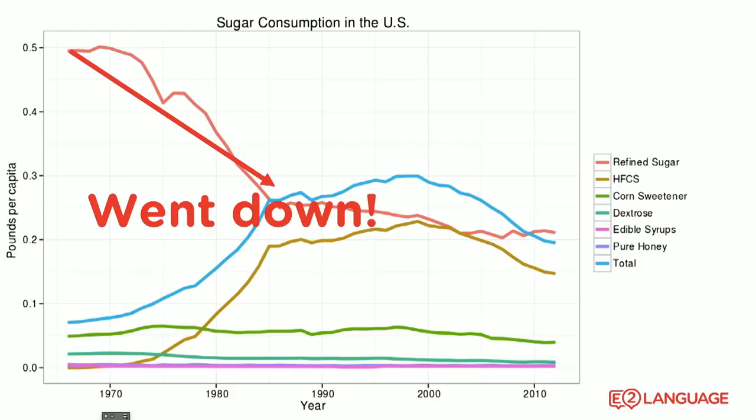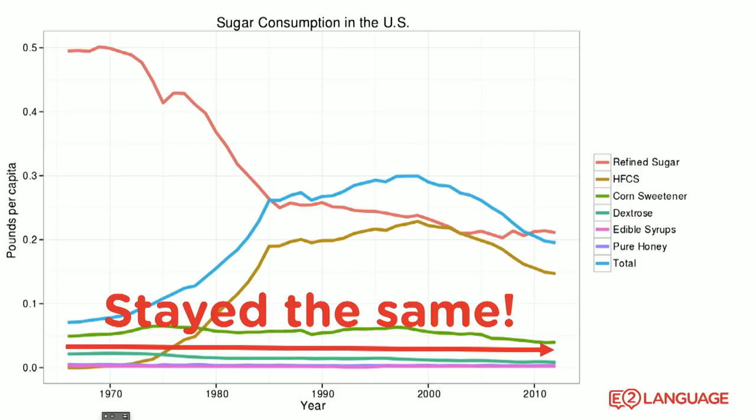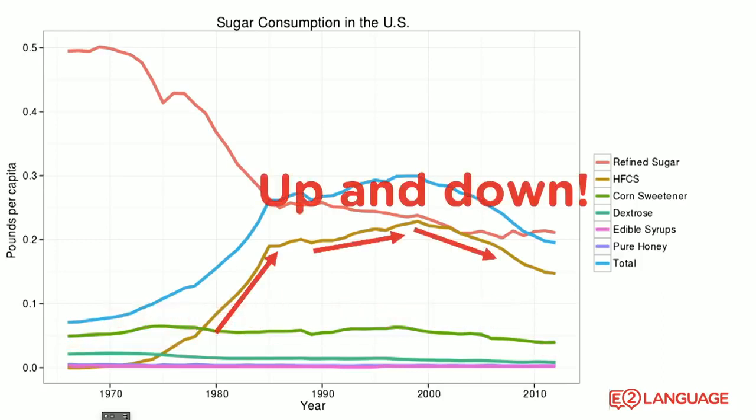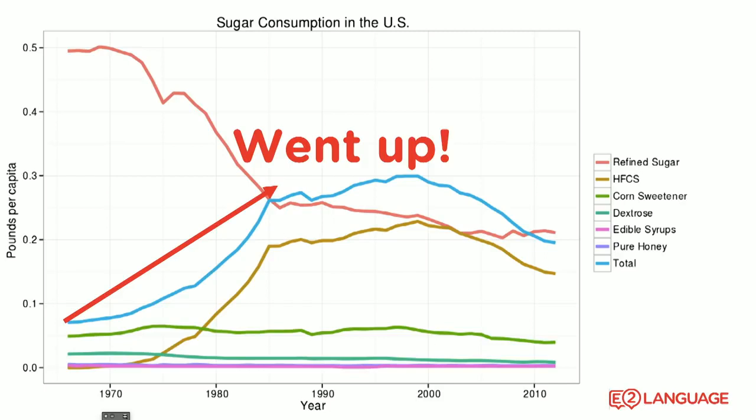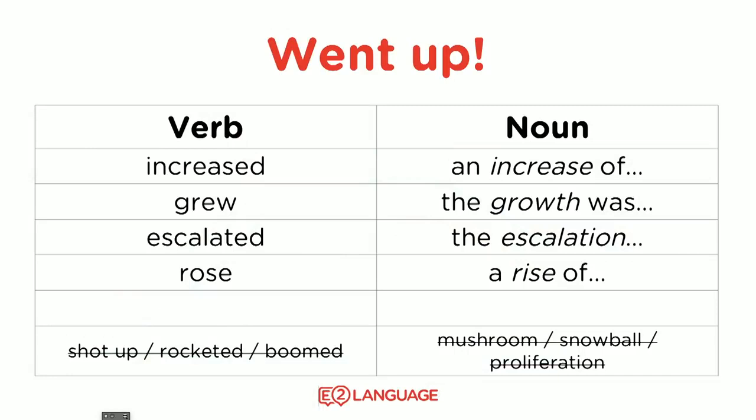Maybe you're going to talk about the refined sugar and it went down. You also need vocabulary to talk about lines or trends that stay the same, and also lines and trends that go up and down. So let's have a look at went up first. I'm going to teach you a range of different words that you can use on test day.